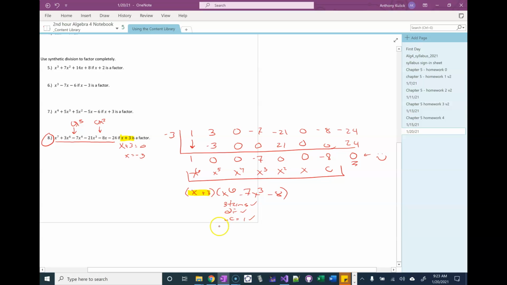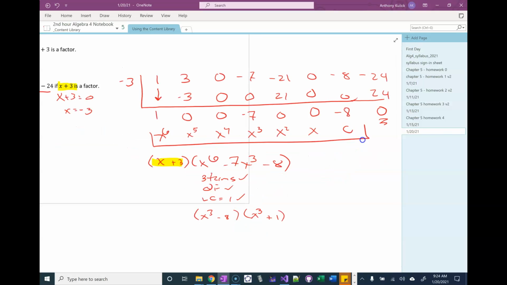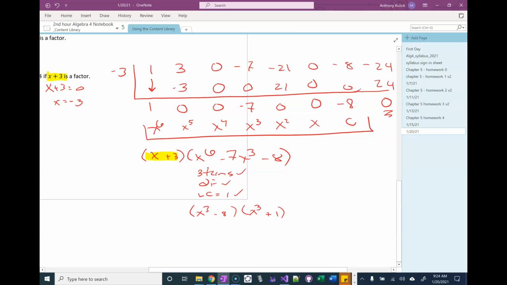So I'm looking for 2 things that multiply to give me -8 and add to give me -7. Well, that's -8 and positive 1. And I know that instead of x's, I have x cubed, because that's like the middle x in my trinomial. So far, so good, Jack? Enzo, you good still? Okay.